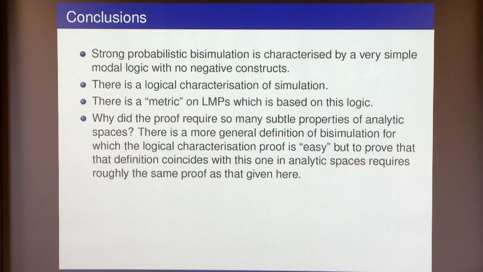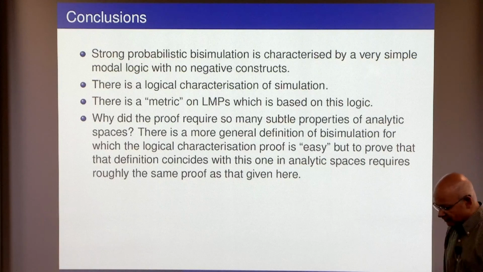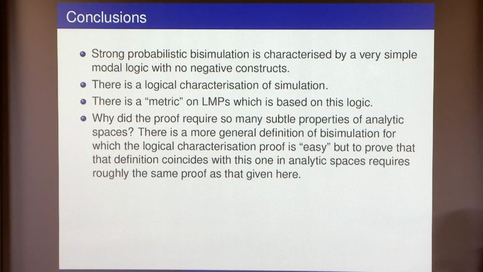There are things that I didn't really understand. Why does the proof require so many subtle properties of analytic spaces? It's true that Bartek has gotten rid of many of them, but I think it's still true that it's not purely combinatorial. It's kind of a measure theoretic argument.